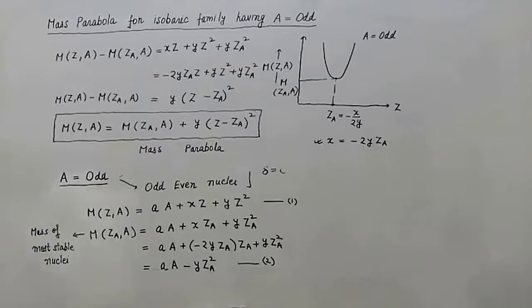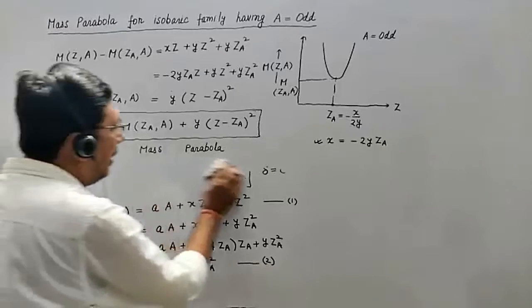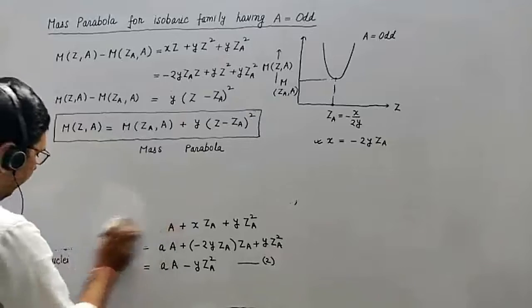Now we will try to understand the advantage or the significance of this mass parabola with an example. So here I am drawing a mass parabola for an isobaric family having A number equal to 73. So I am going to draw it here.